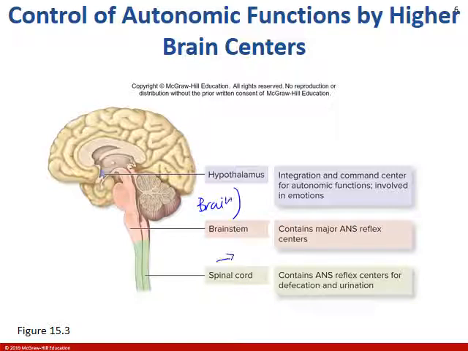We can see that there are some brain and some spinal cord control of these autonomic functions. So the hypothalamus is going to kind of link emotions and autonomic function. Think of being scared and your heart races faster, right? Brainstem is going to control some of the reflex actions. So think about if you smell food, all of a sudden your mouth starts watering. That's a gland, right? And that's being triggered by an autonomic nervous system reflex. And then in the spinal cord is where we're going to have some of these lower order urination, defecation reflex centers.